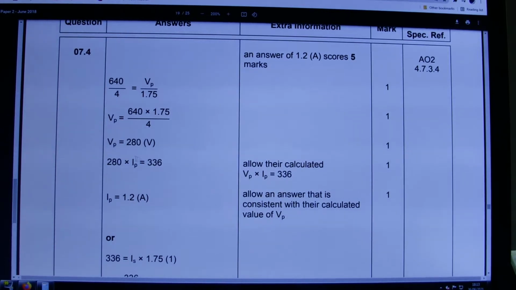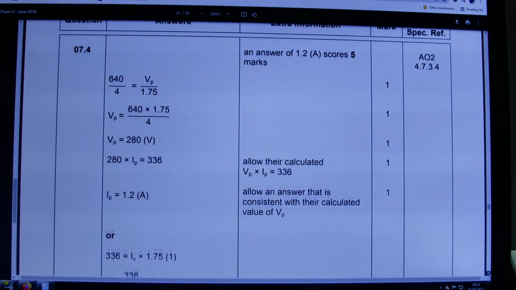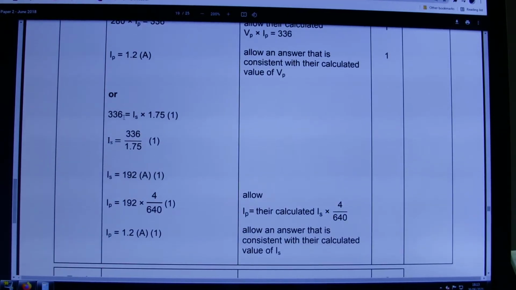280 volts times the current on the primary is 336 watts. Same power as there is on the output side. So current on the primary is 1.2 amps. Or 336 watts is the current on the secondary side times 1.75 voltage on the secondary. Therefore current on secondary is 336 over 1.75, which is 192 amps, and then we multiply that by 4 coils on secondary and divide by 640 coils on primary to get 1.2 amps.